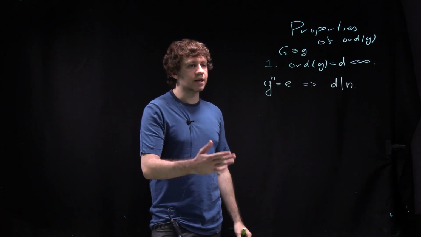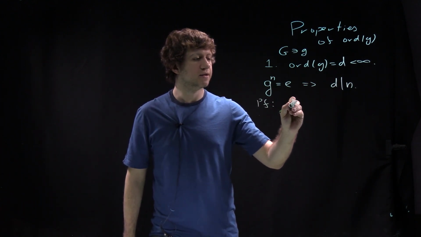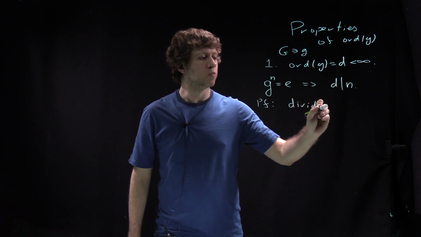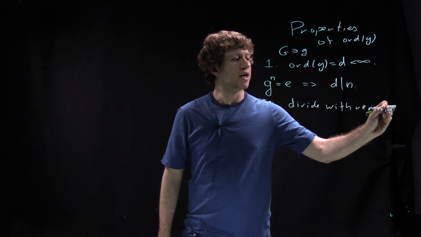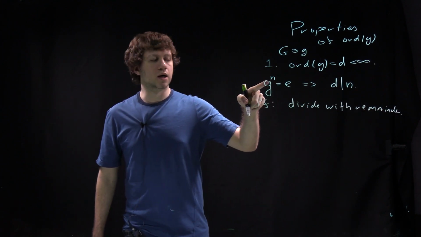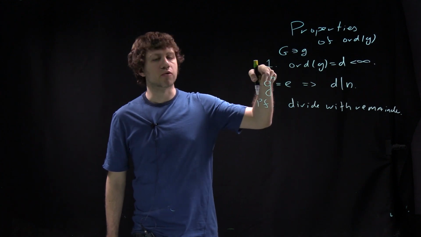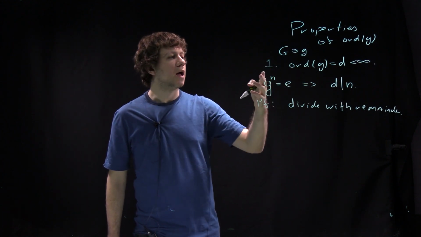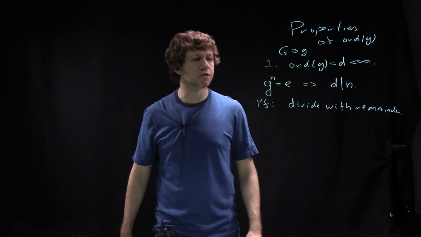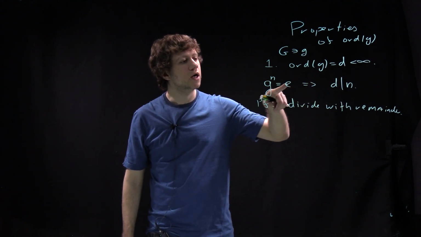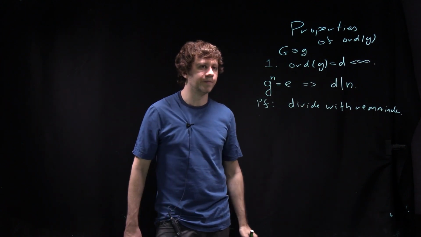And the proof is to divide with remainder, the same trick. Assume g power n equals the identity, divide n by d, and then g power the remainder is equal to the identity. If d did not divide n, if the remainder is non-zero, then you get some smaller number whose power is the identity, and this contradicts the definition of the order.